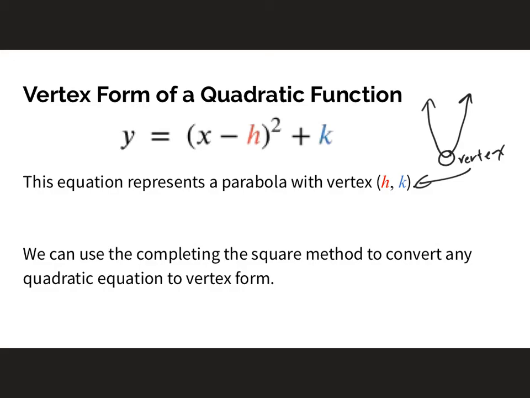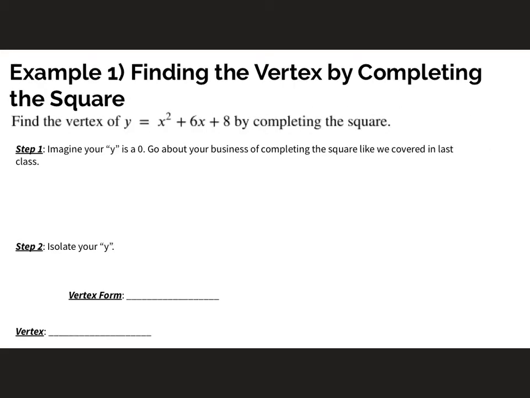And we can use the completing the square method to convert any quadratic equation to vertex form. And this is going to be really useful whenever we're doing modeling situations like real world word problems. And so this is a major benefit or advantage to using completing the square. So let's look at the first example where we're finding the vertex by completing the square.